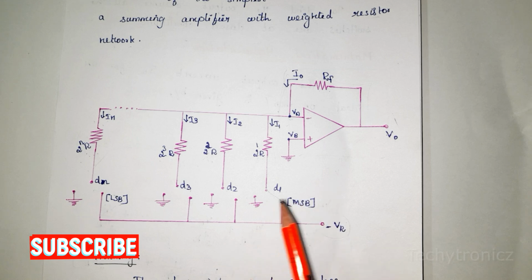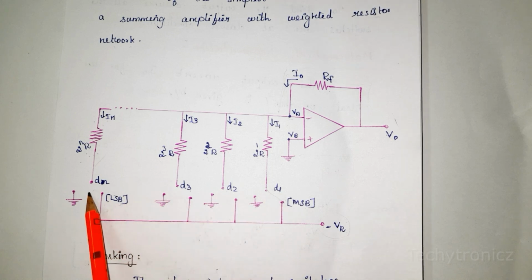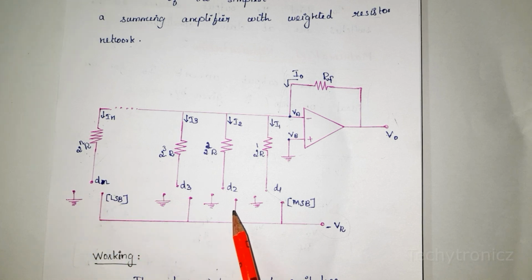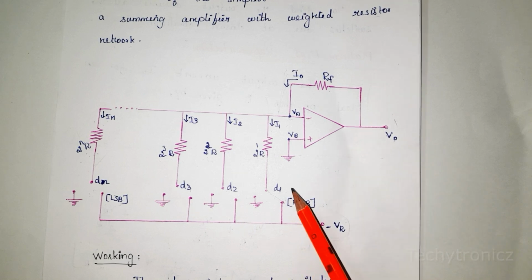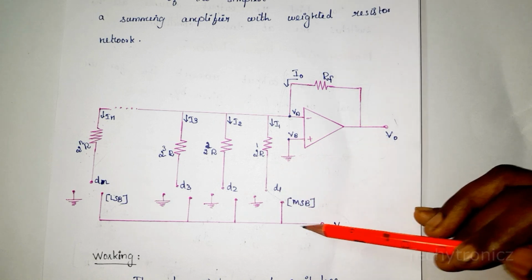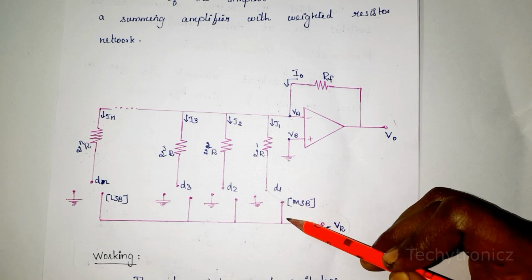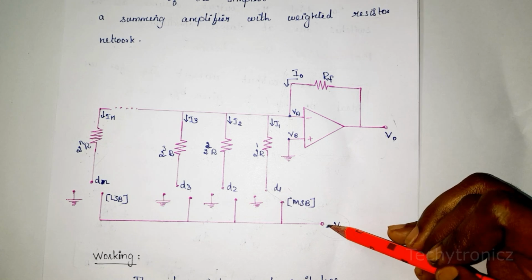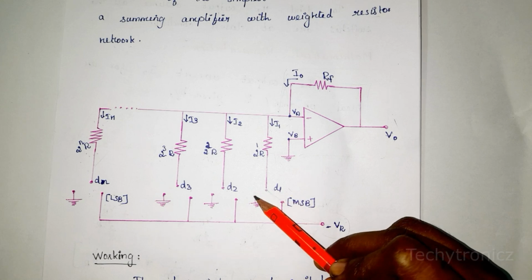Here we are using n electronic switches, D1, D2 up to Dn, which are controlled by the binary input word. If the binary input is 1, the switch connects the resistance to the reference voltage VR. That means the resistance is connected to the reference voltage. If the binary input is 0, then the switch is connected to the ground.